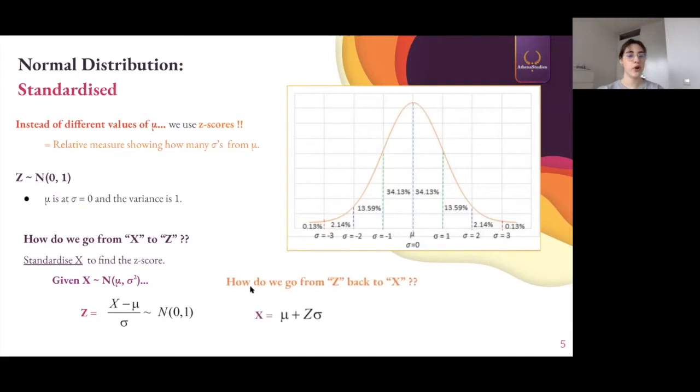And if we wanted to go backwards, if we were given a z-score and we wanted to change it back into an x value, then we would just use this exact formula. X equals mu plus the z-score times the standard deviation. And we're going to see some examples with both of these. So don't worry just yet about applying them. So this is basically the standardized normal distribution.